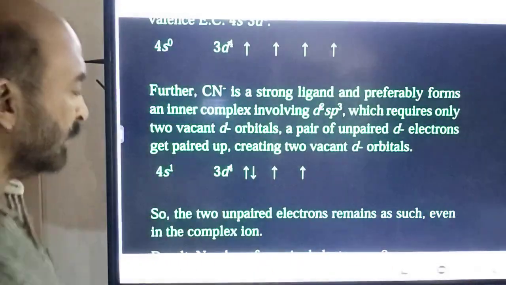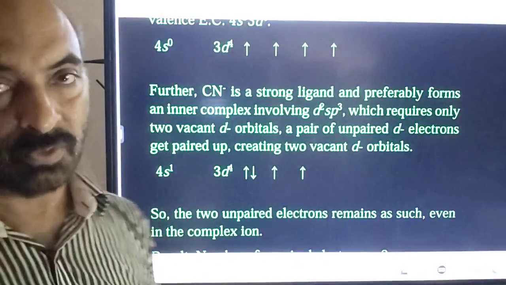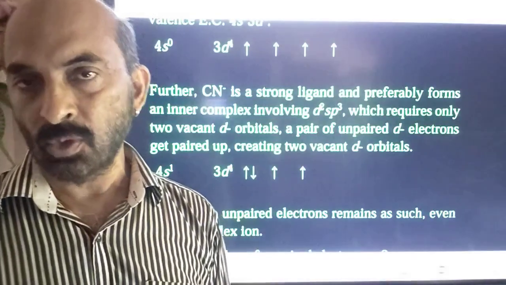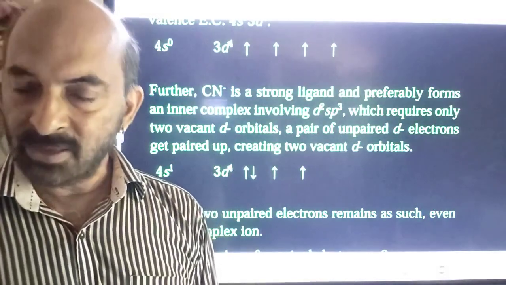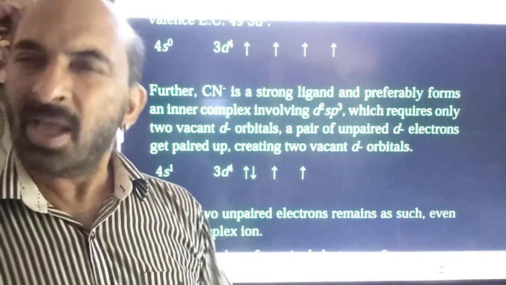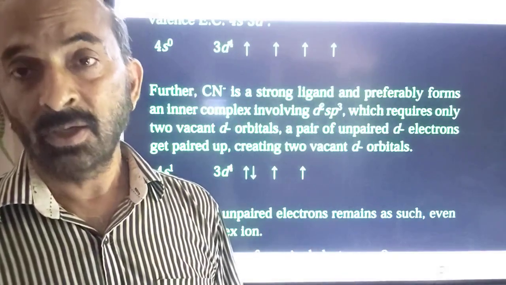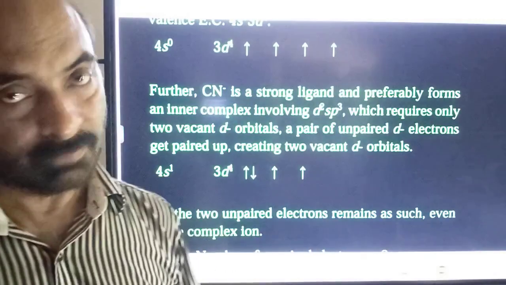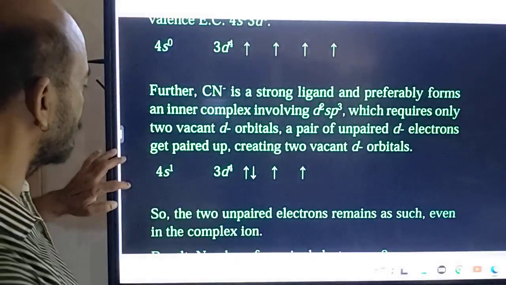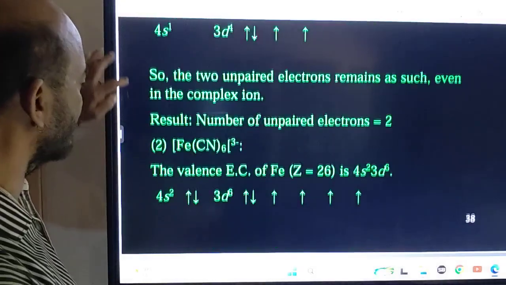Our concern is regarding the number of unpaired electrons here. There are only 2 unpaired electrons here. We know the spin-only magnetic moment is given by the formula root of n(n+2), where n is the number of unpaired electrons. It is 2 here. So we don't have to calculate n(n+2) to decide which has the strongest magnetism. For the time being, we stop here. 2 unpaired electrons are there. So we proceed to the next case, [Fe(CN)6]3-.